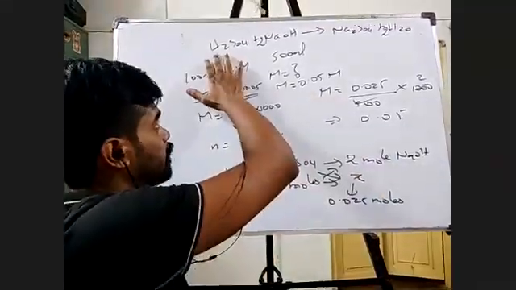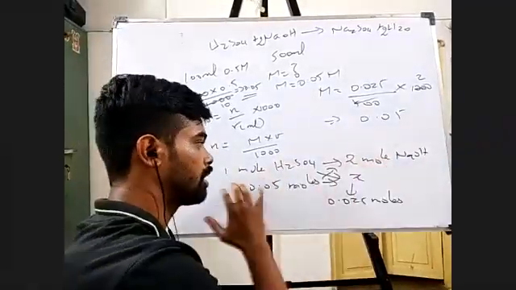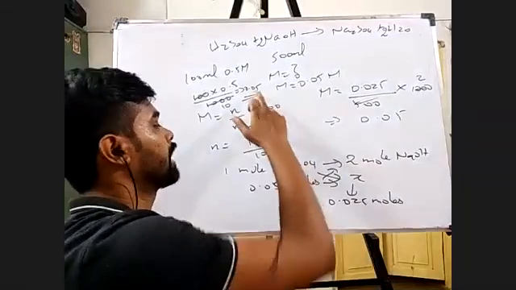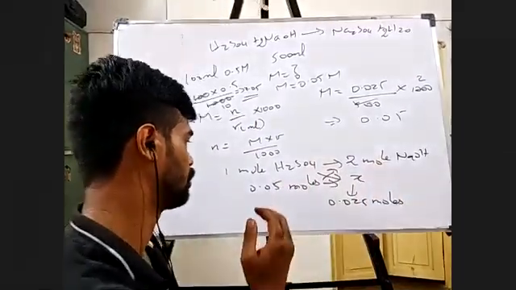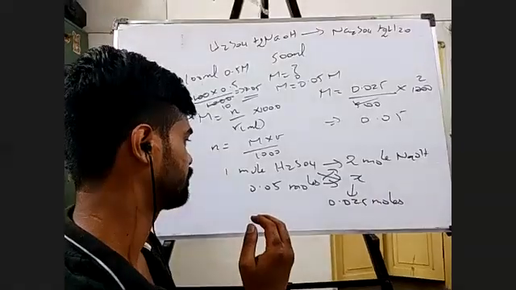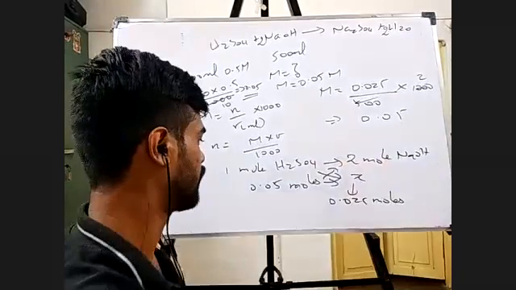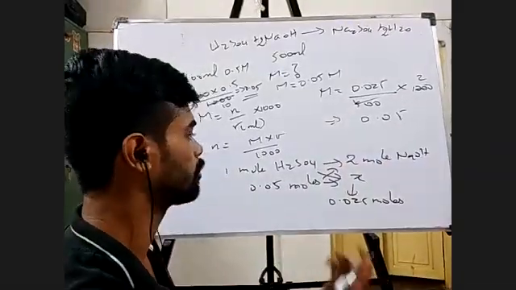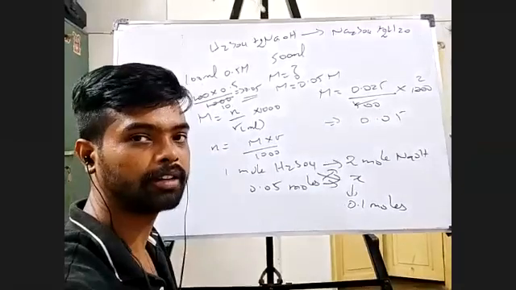So 1 mole of H2SO4 requires 2 moles of NaOH. That's what I wrote here. Now how many moles do I have? 0.05 moles. Oh, the answer is wrong, isn't it? For 1 mole of H2SO4, I require 2 moles of NaOH. So for 0.05 moles, I require how much? 0.1 moles. Exactly. I require 0.1 moles of NaOH.